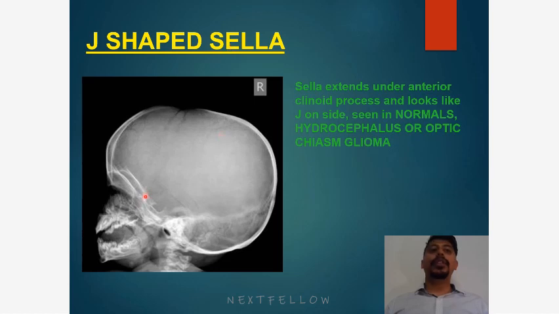J-shaped sella. So this is a J-shaped sella here, and it can be seen as a normal variant or can be seen in hydrocephalus or optic chiasm gliomas. So this is a lateral X-ray of the skull, and we appreciate the J-shaped sella here.